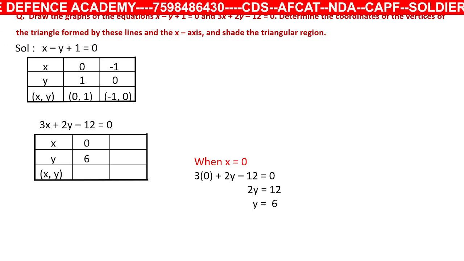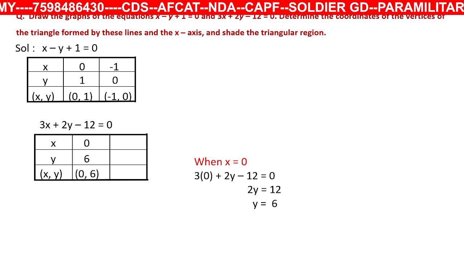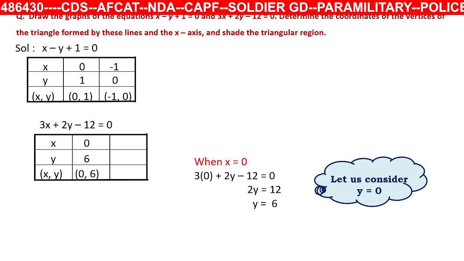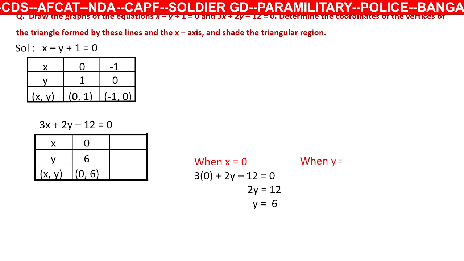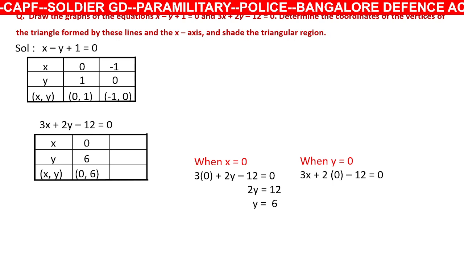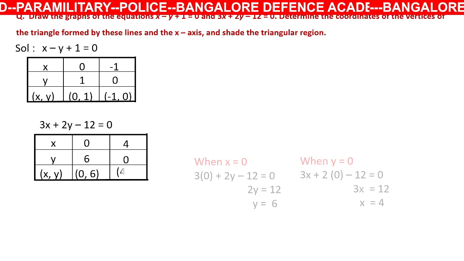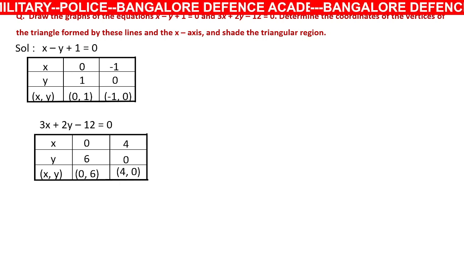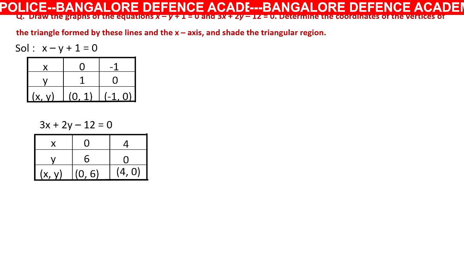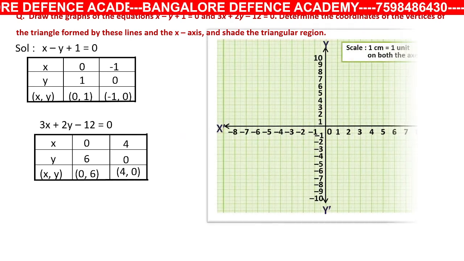So I write that value here in the tabular column, and you get x comma y as 0 comma 6. Now in the second case, let us consider y is equal to 0. When I put y is equal to 0, the equation will be 3x plus 2 into 0 minus 12 is equal to 0, or x is equal to 4. So the point becomes 4 comma 0. Now that you have the coordinates of x comma y, you have to take the graph and plot them.